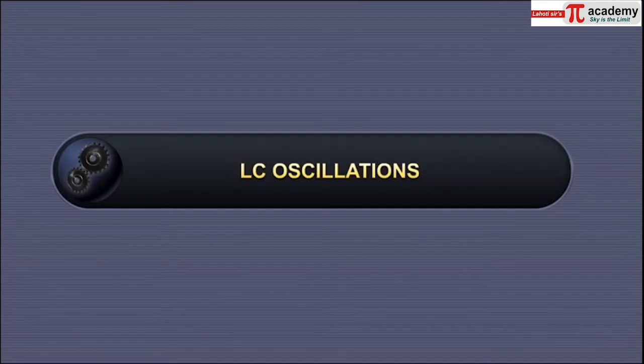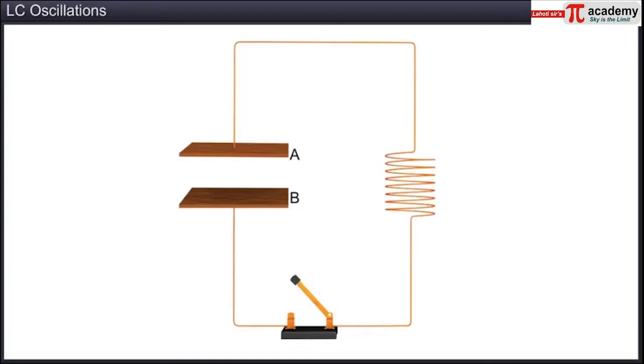In this module, you will learn about LC oscillations. The phenomenon of LC oscillations can be observed when a charged capacitor is placed in series with an inductor in a circuit. Consider a fully charged capacitor with plate A charged positively and plate B charged negatively, connected to an ideal inductor of inductance L.